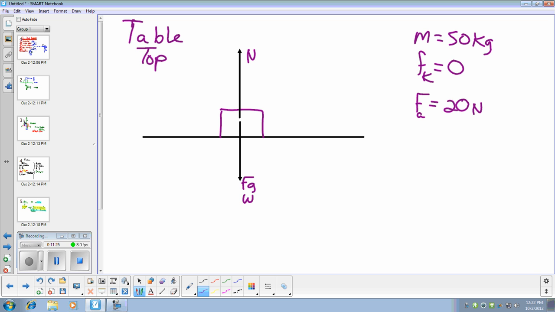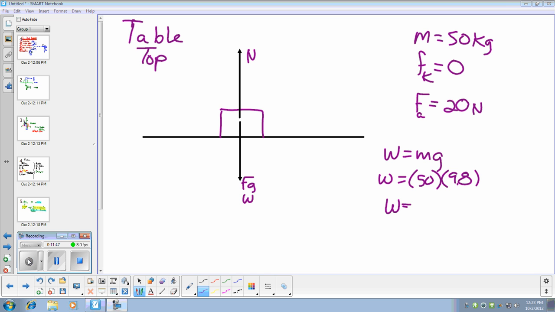And we can calculate these two values right off the bat without really having to worry about anything else. Remember that our weight is going to be equal to our mass times our gravity. So our weight is going to be equal to 50 multiplied by 9.8. That gives us a weight value of 490 newtons.